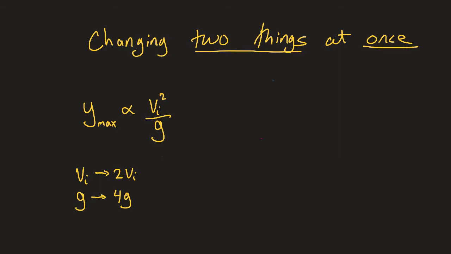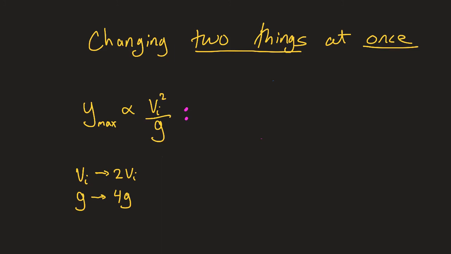All right, so I want to make sure you really got this. We're going to do another example, and I want you to figure out if we double the initial velocity and then quadruple the gravitational field strength, what happens to the maximum height? By what factor does it change, or is it unchanged? Pause the video and figure it out.